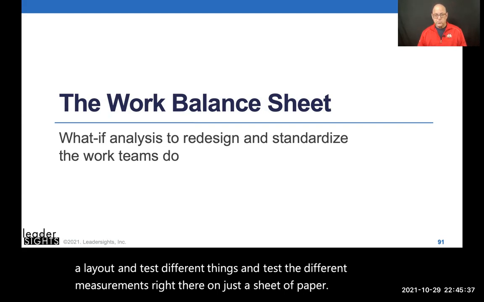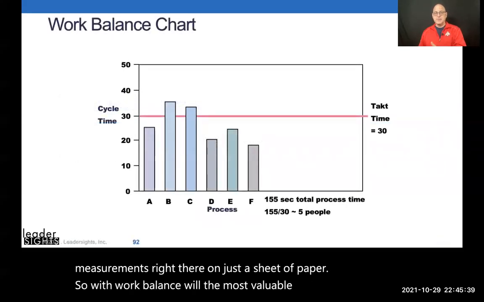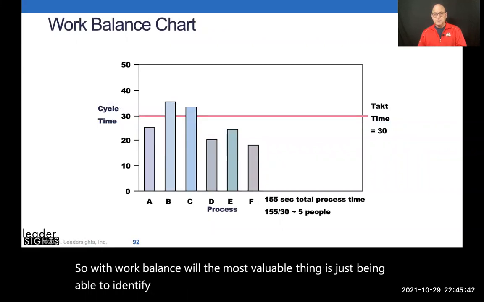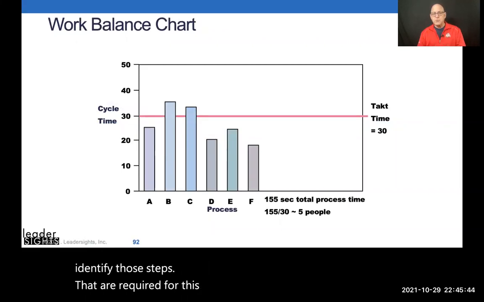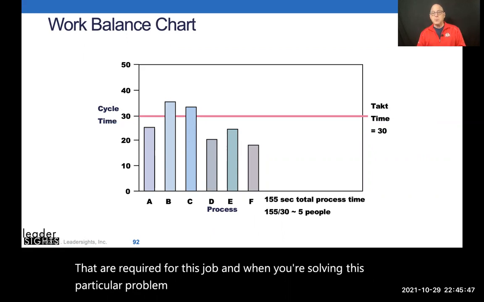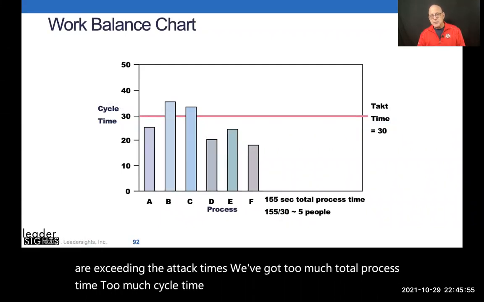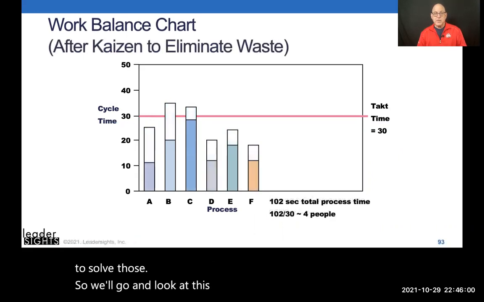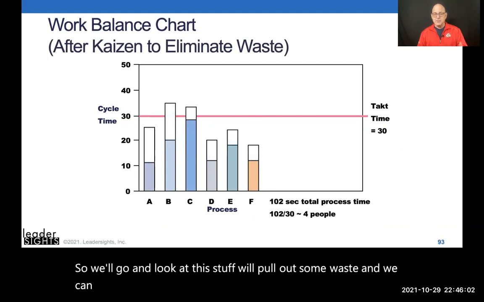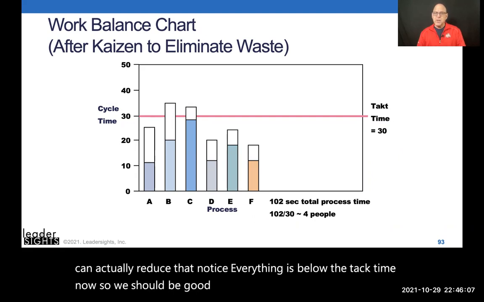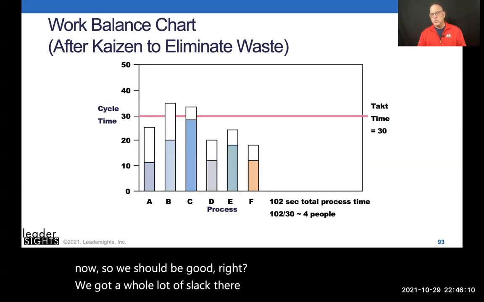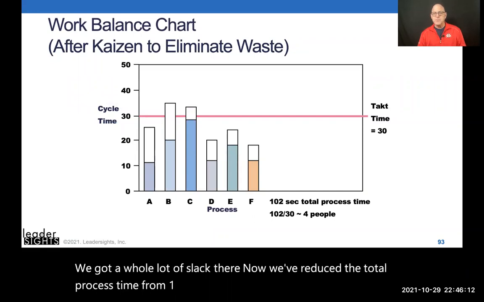So with work balance, the most valuable thing is just being able to identify those steps that are required for this job. And when you're solving this particular problem, and here the problem clearly is our cycle times are exceeding the takt times. We got too much total process time, too much cycle time for B and C, and that's a problem. We want to solve those. So we'll go and look at this stuff, and we'll pull out some waste, and we can actually reduce that. Notice everything is below the takt time now, so we should be good, right? Well, we got a whole lot of slack there now. We've reduced the total process time from 155 to 102.